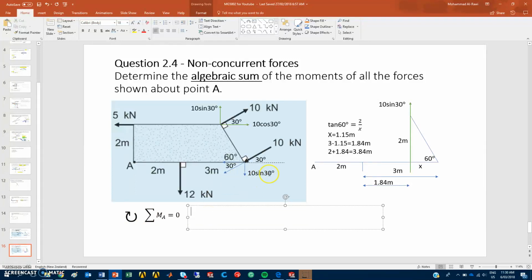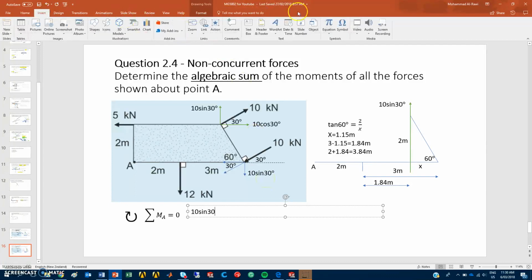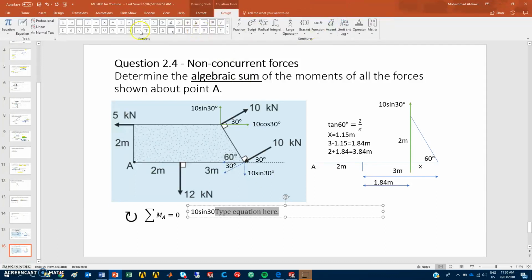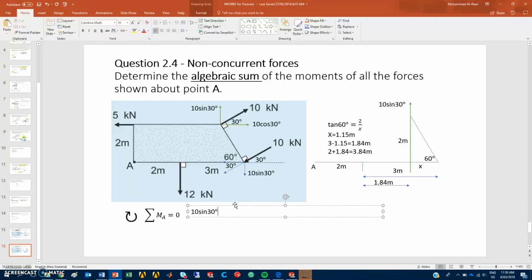So the first one, we start with the 10 sine 30. So write 10 sine 30 degrees. So that's itself, it's only the force. I haven't added the distance yet. So 10 sine 30. Now open brackets, times the distance between this action line to A, which is 3 plus 2. So I'll write 2 plus 3 to make sure you guys see it later. Plus. Now, I can't take this force into consideration, because it's actually passing through point A. Therefore, I move to the other one.